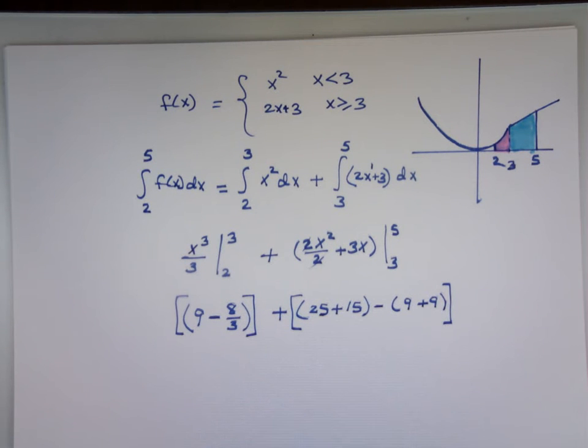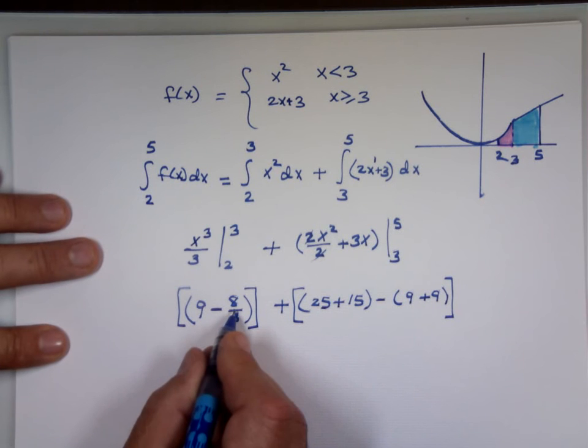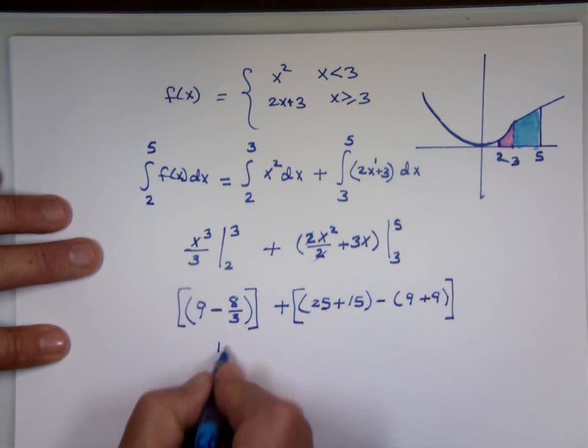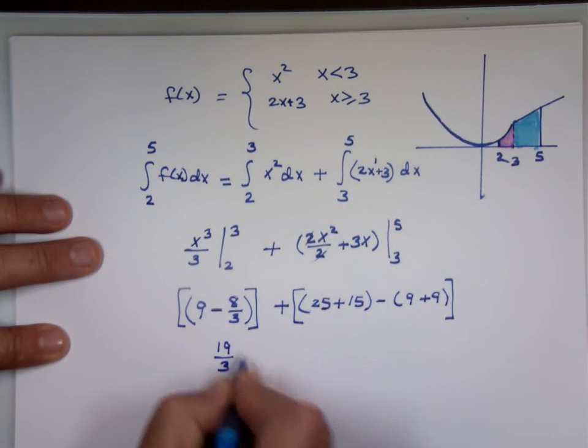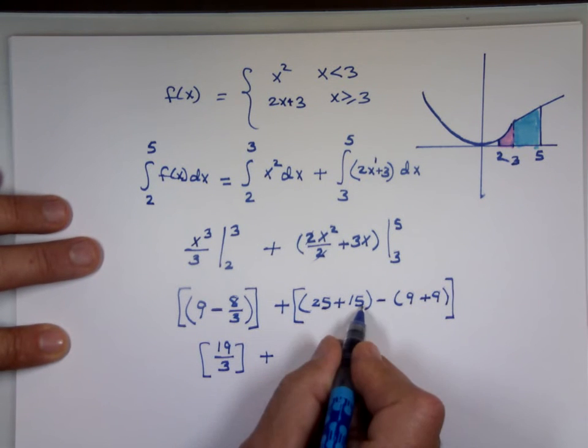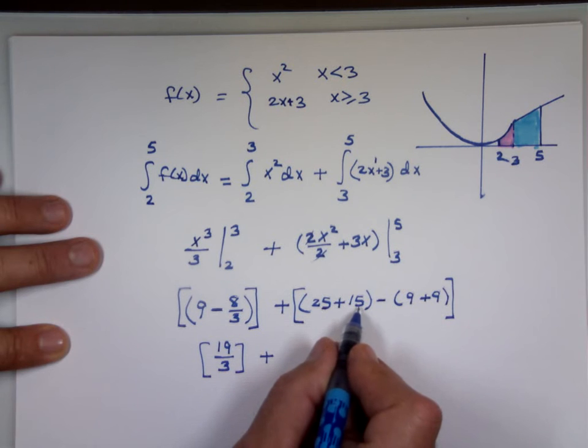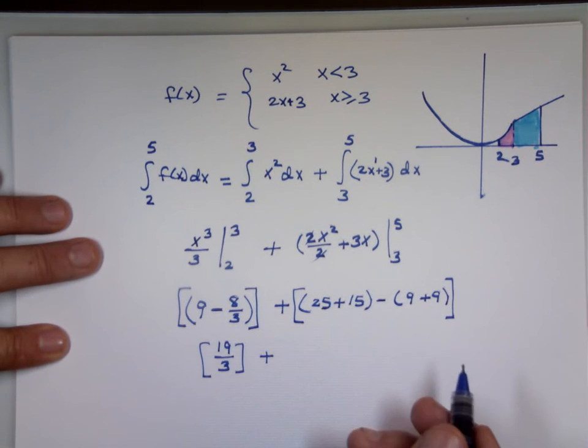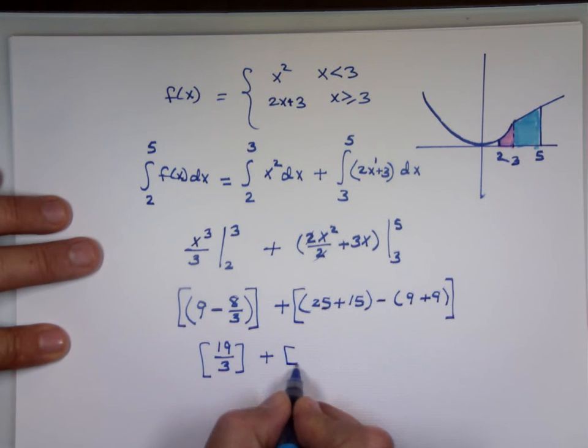Remember, the 9 is what? 27 over 3? So 27 minus 8, which is what? 27 minus 8, is that 19? That's the answer to this. 25 and 15 is what? Is that 60? Or not 60? 40, I mean. 40 minus 18. What's 40 minus 18? 22? Positive 22, right?